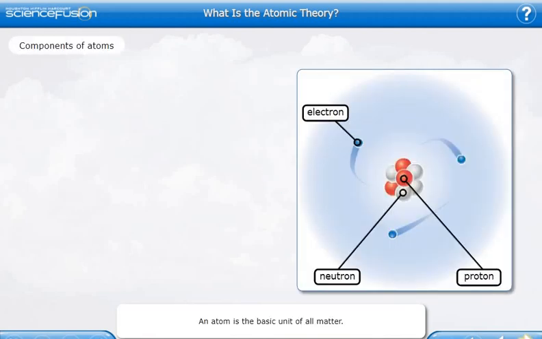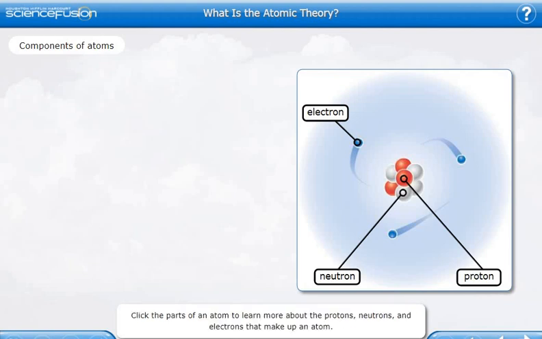An atom is the basic unit of all matter. It is made of protons, neutrons, and electrons. Click the parts of an atom to learn more about the protons, neutrons, and electrons that make up an atom.